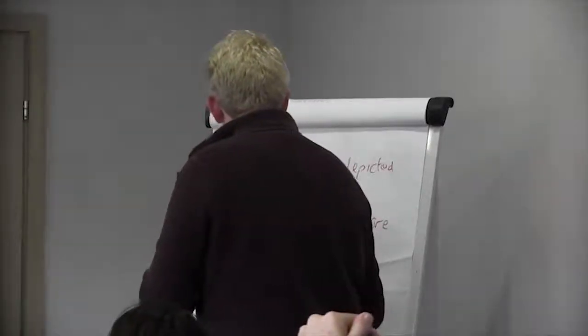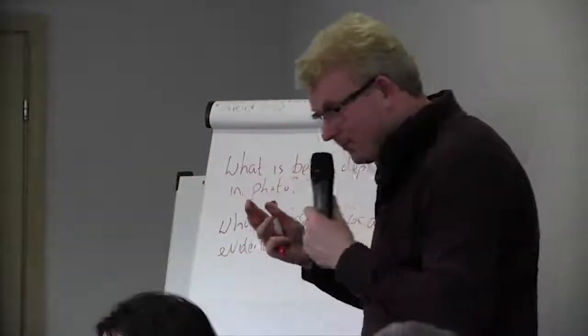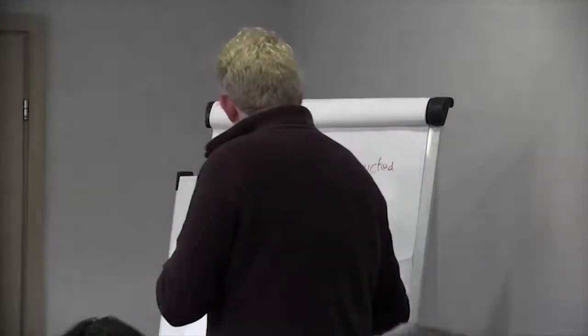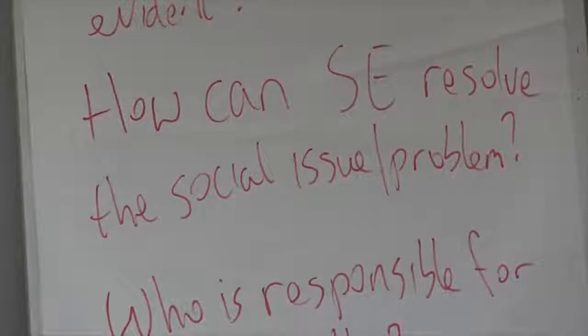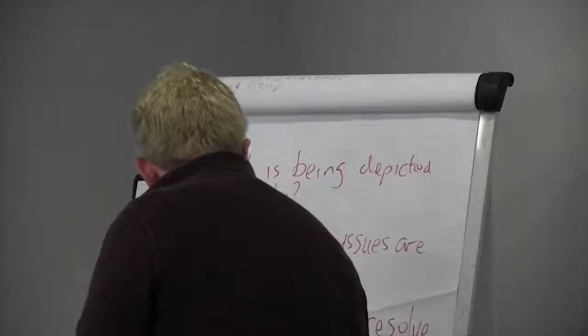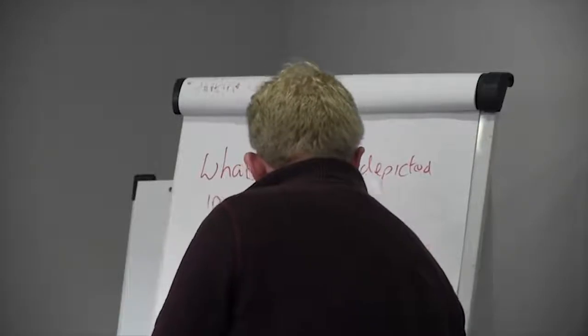That could also be interpreted as it might be directly evident, it could be indirectly evident, so it's up to you to think about that. The next question is, how can social enterprise resolve the social issue or problem? The next question is, who is responsible for solving?